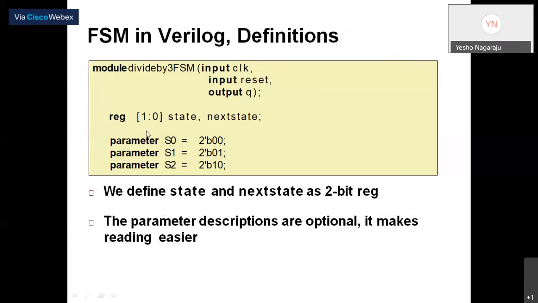The state we have to remember, that's why it has been declared as a register. And state and next state are temporary variables. Output is Q. We have to generate output Q based on the present state and present inputs. Only one input is there, the clock. For this divide by 3 example, upon every clock edge, we go into the next state.